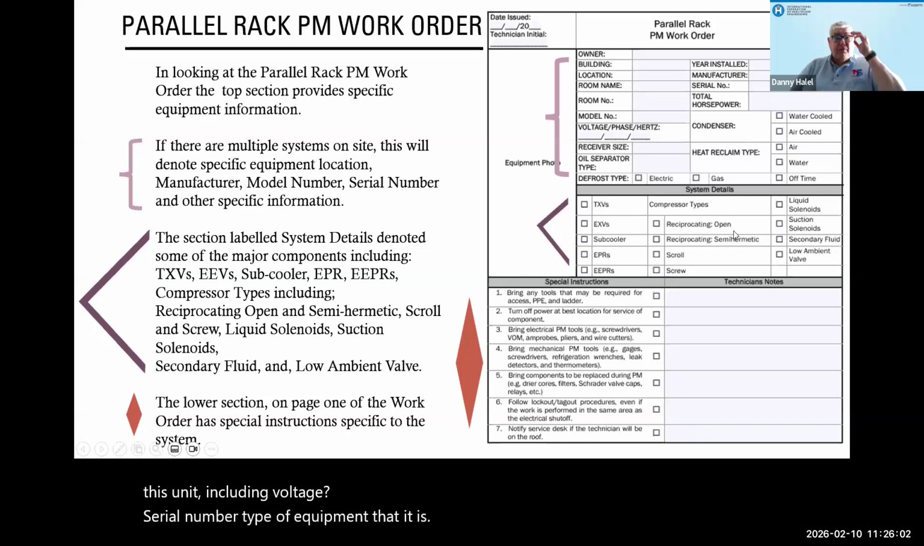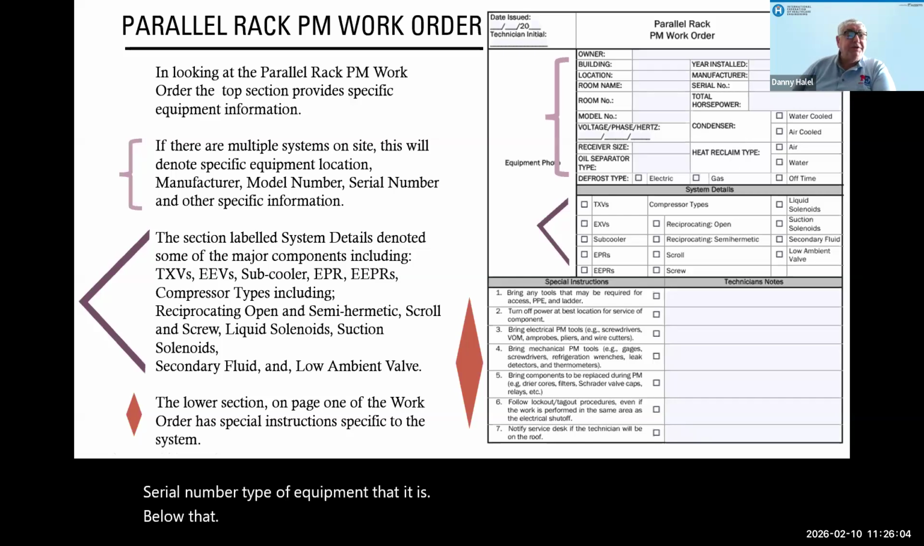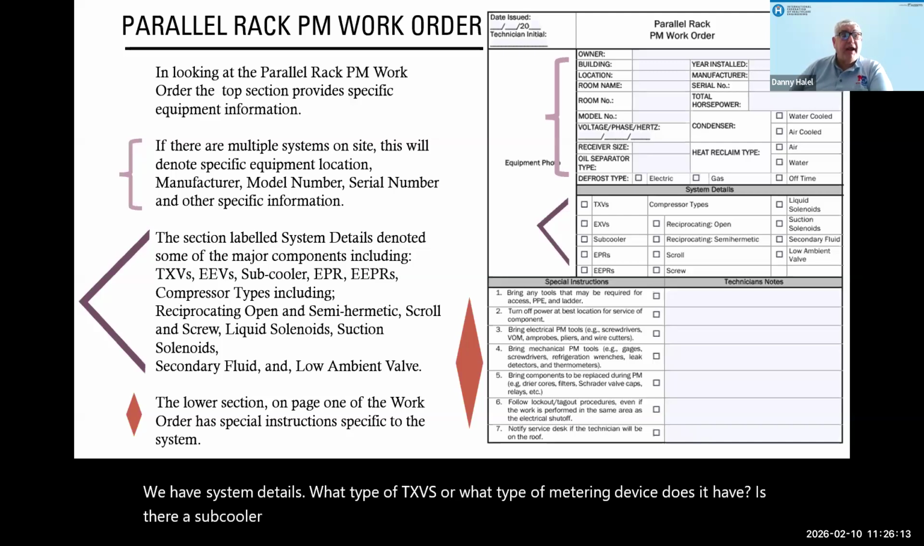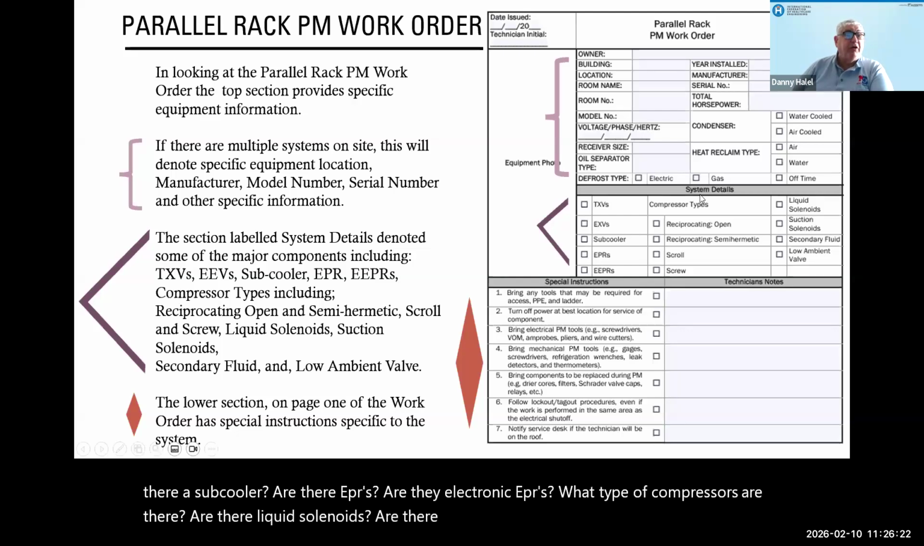Below that, we have system details. What type of TXVs or what type of a metering device does it have? Is there a subcooler? Are there EPRs? Are they electronic EPRs? What type of compressors are there? Are there liquid solenoids? Are there suction solenoids? Now, this one again is specific to a parallel rack.